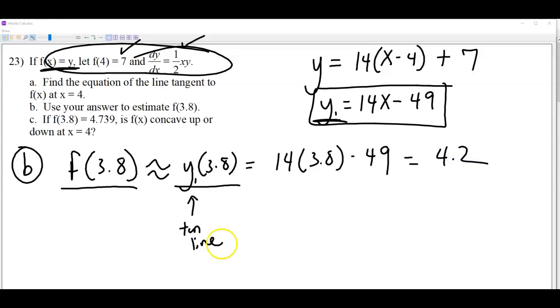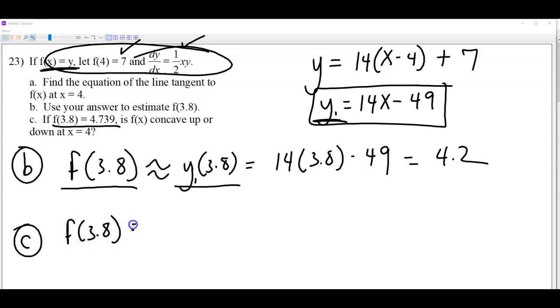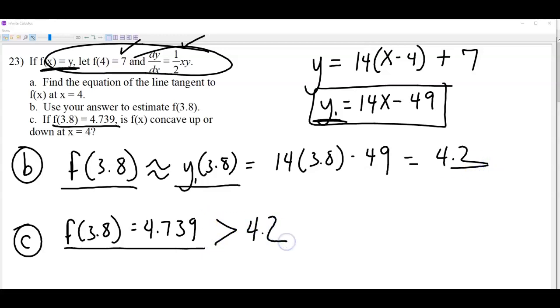All right, last part, part C. If f of 3.8 actually equals 4.739, is my graph concave up or down? Well, since the actual value of f is 4.739, which is greater than my estimated value using my tangent line, that means my tangent line must be below the function once again, and just like on the last one, it turns out that that would be concave up.